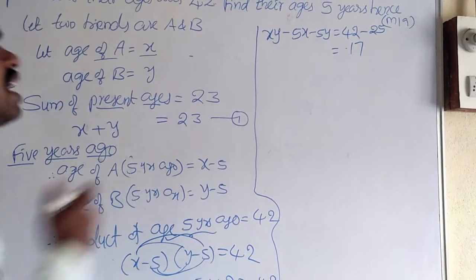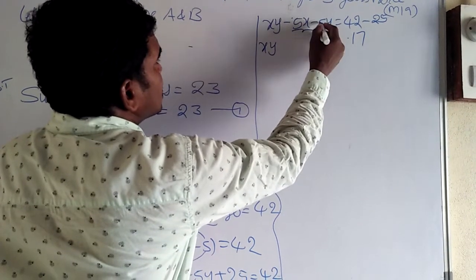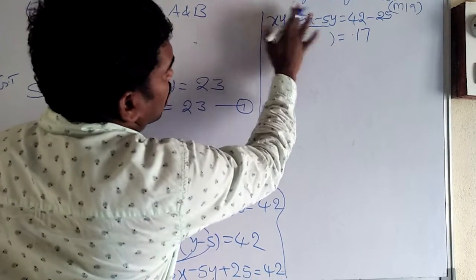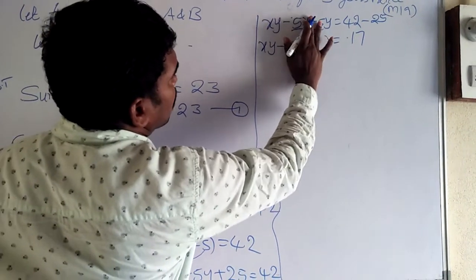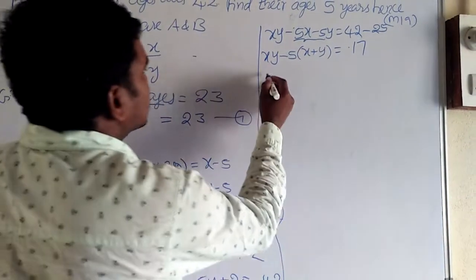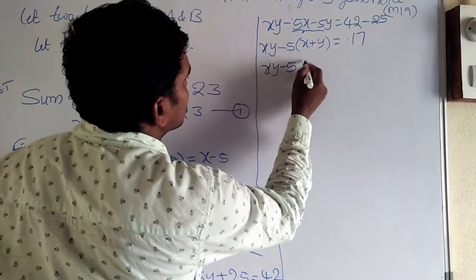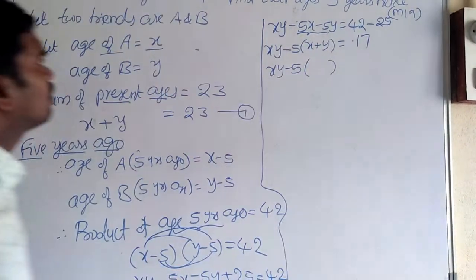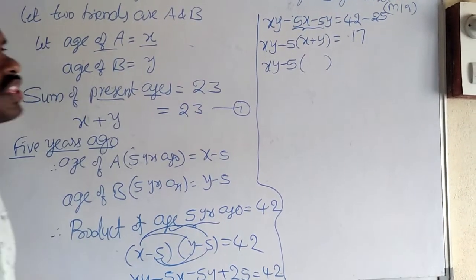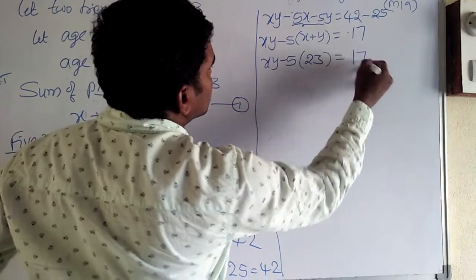Check it. Next, in these two terms, minus 5 is common. Take out minus 5 common: remaining is x, and remaining is y, and the symbol in between is plus. The xy we don't know, and minus 5 as it is. What about x plus y? From equation 1, x plus y is equal to 23. So instead of x plus y we can write 23, equal to 17 as it is.